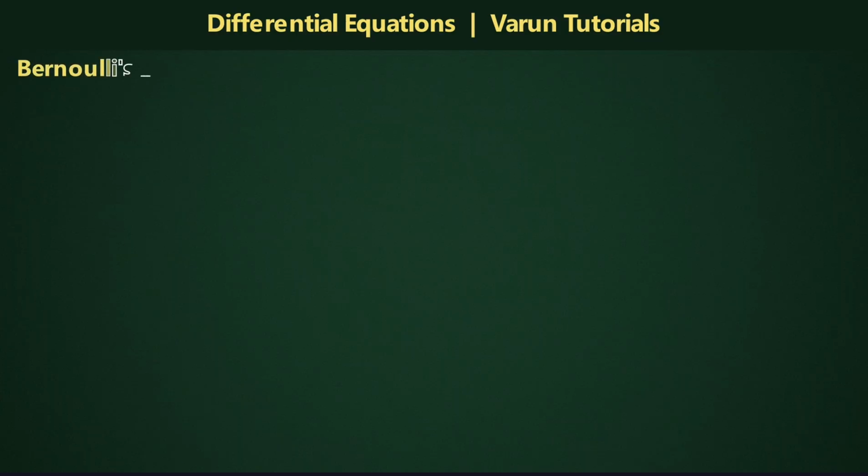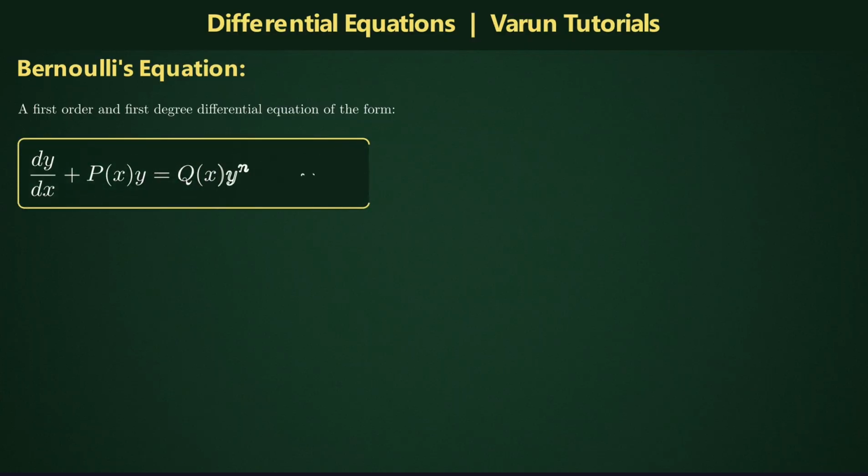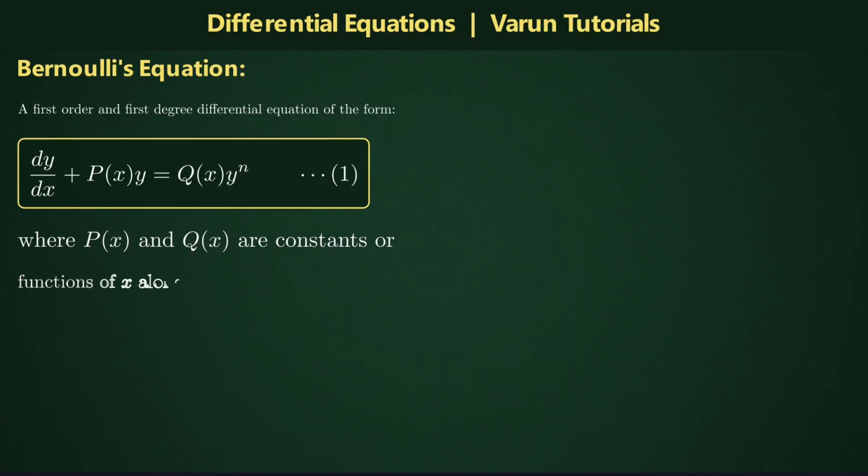First, let us define Bernoulli's equation. A first-order and first-degree differential equation of the form dy by dx plus p of x times y equals q of x times y to the power n. Let us call this equation 1, where p of x and q of x are constants or functions of x alone, and n is a real constant.